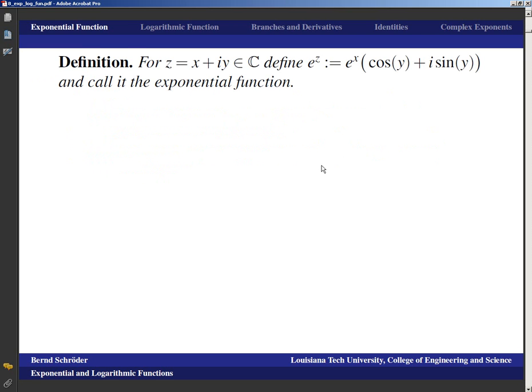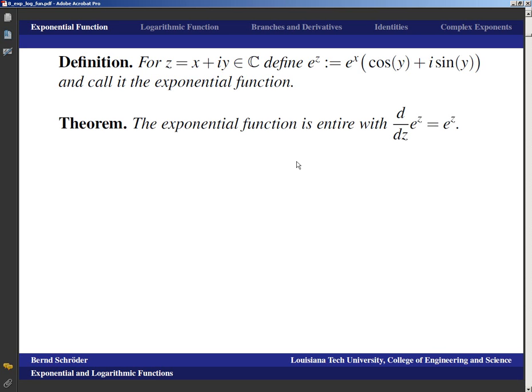Okay, so for a complex number z equals x plus iy, we define e to the z to be e to the x times quantity cosine y plus i sine y, and we call it the exponential function. That is exactly the polar form of a complex number. We now just use the x and y values as radius and angle for the polar form, and so that basically maps the rectangular representation to something that is polar, if you will.